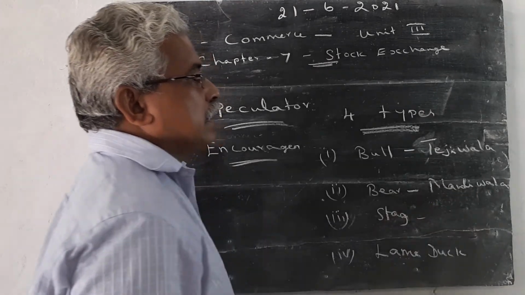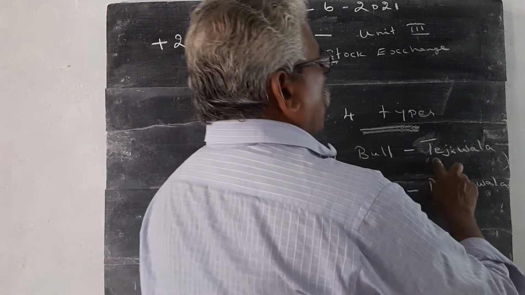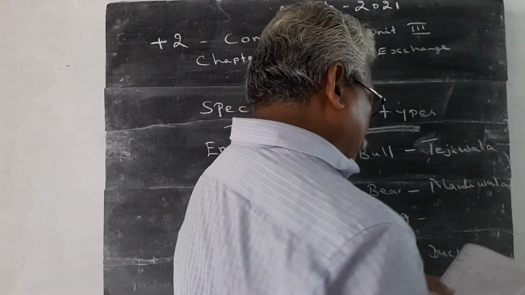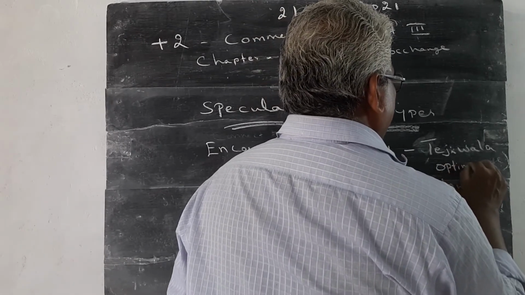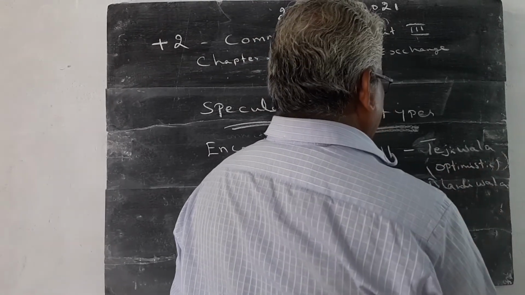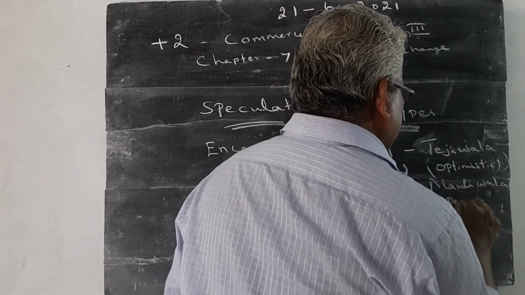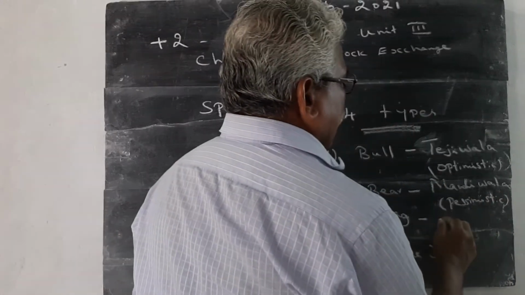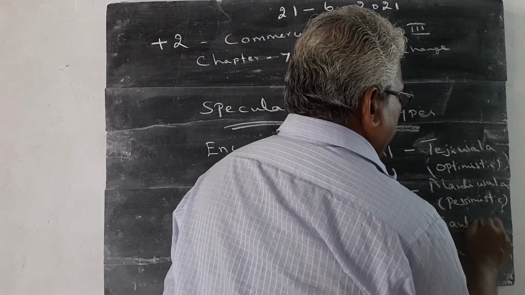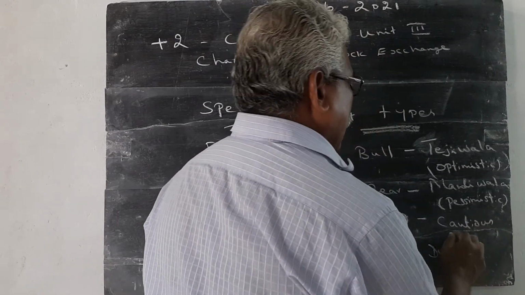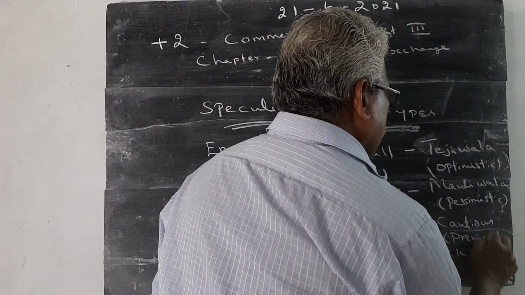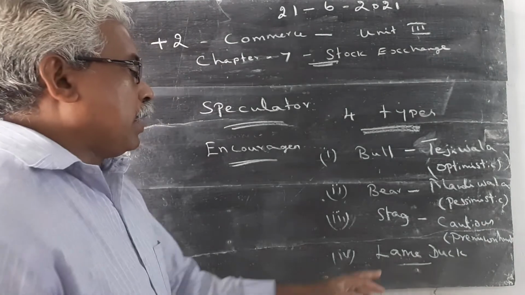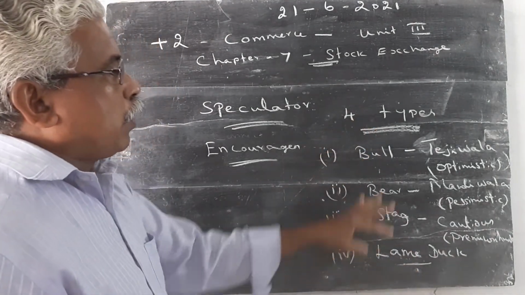Bear is also called Mandiwala. The bull operator is an optimistic speculator. Then Mandiwala is a pessimistic speculator. Stag is a cautious speculator. He is also called a premium hunter. Then lame duck has no other name. So these are all the points you will remember.